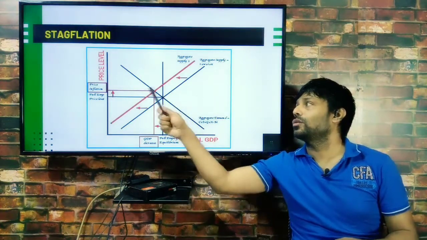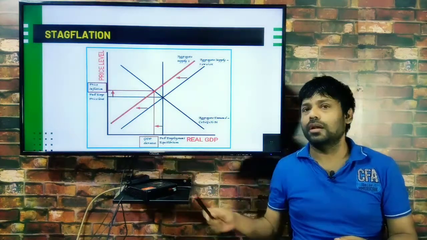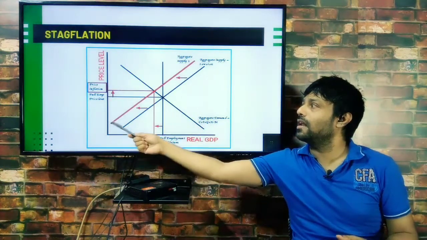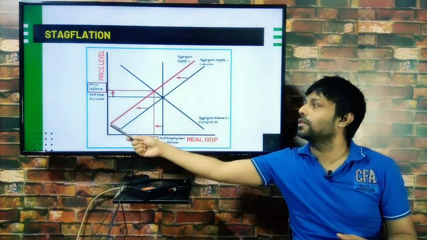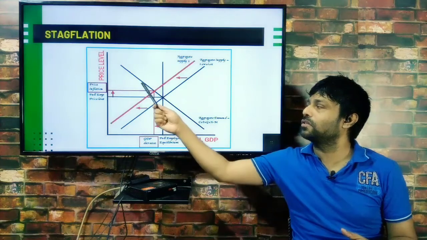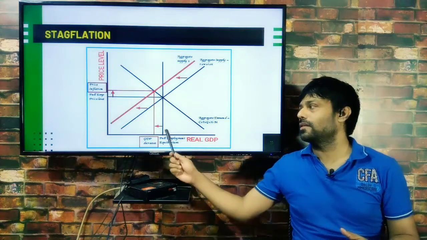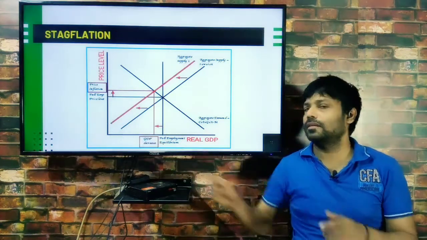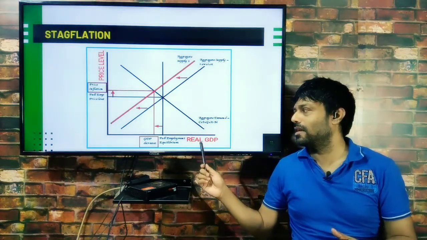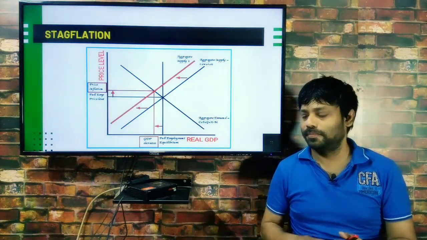The new supply curve is the red line, an upward sloping curve. As the supply curve shrinked, the price level has gone up and the real GDP has decreased, and this resulted in stagflation.